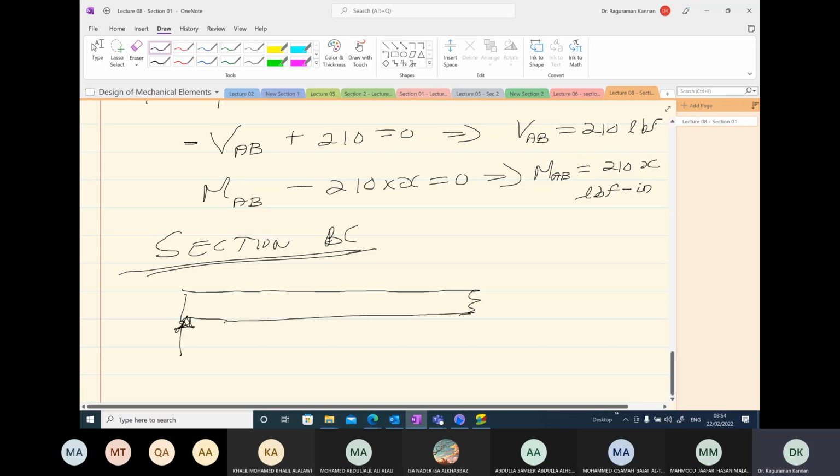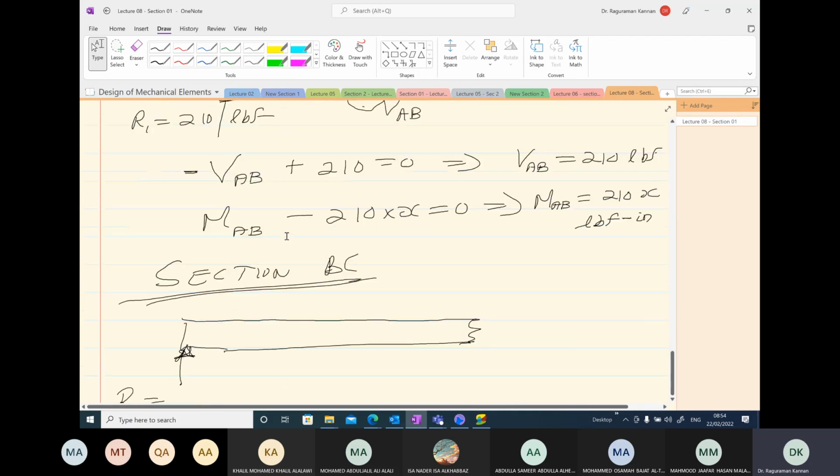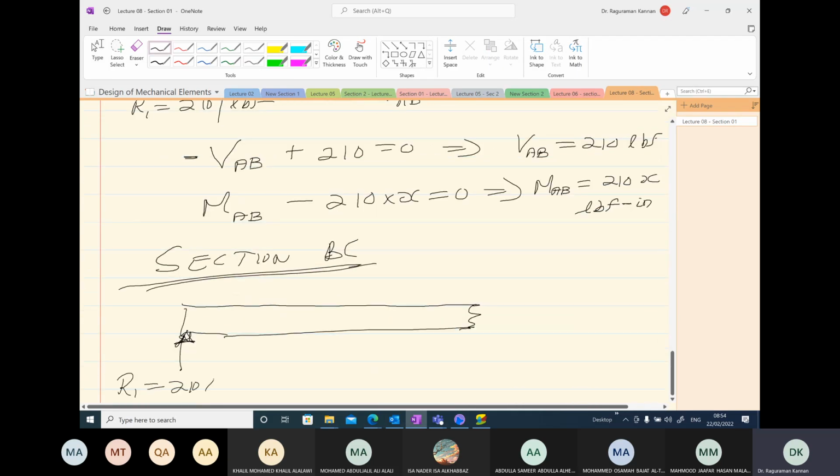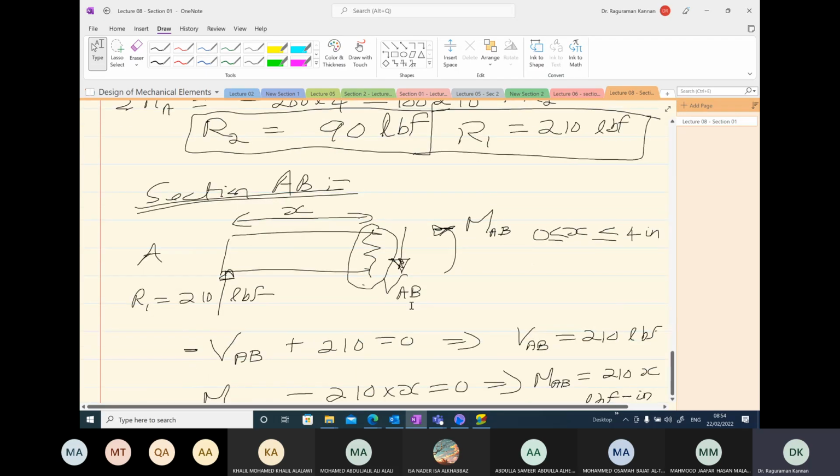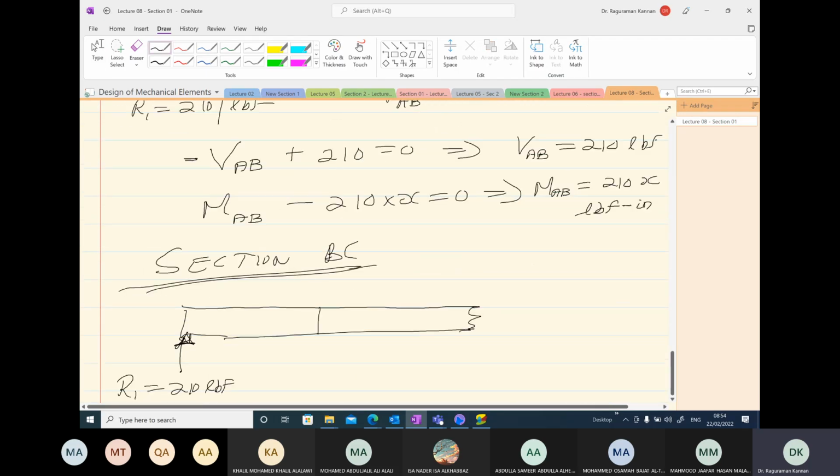So at point A we have R1 equal to 210 pounds force. Then at point B we have 200 pound force acting down. Let's consider this A, consider this as B. And we know this distance is 4 inches. We are going to consider this distance as arbitrary distance x.